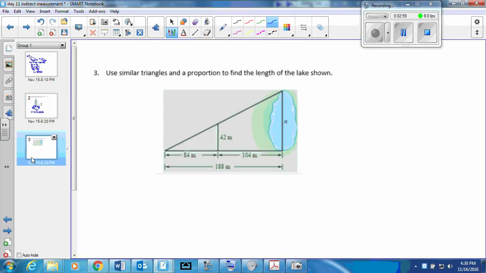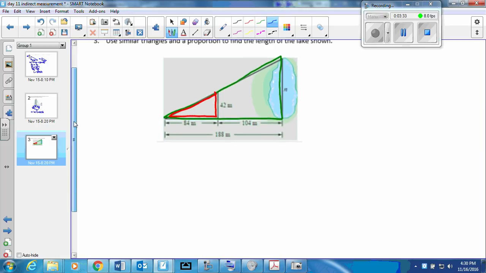Looking at our next example, use similar triangles and a proportion to find the length of the lake shown. So it's a little hard to see, but there are 2 similar triangles here, so I'm going to outline them. The first big triangle I'm going to outline in green, and the inside smaller triangle I'm going to outline in red. So there are 2 similar triangles. They already have a label for me, so I don't have to label it.